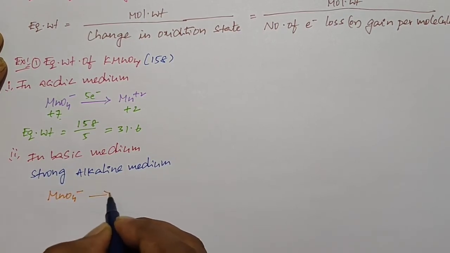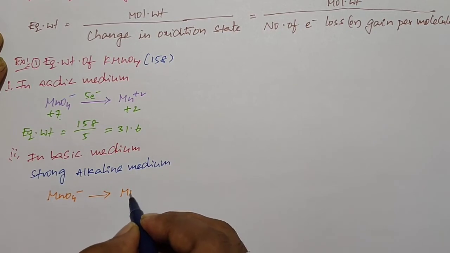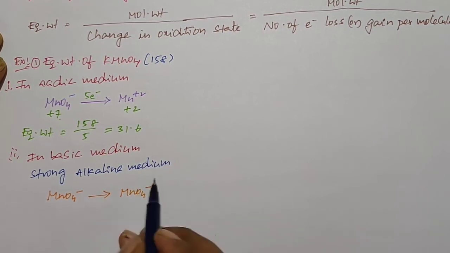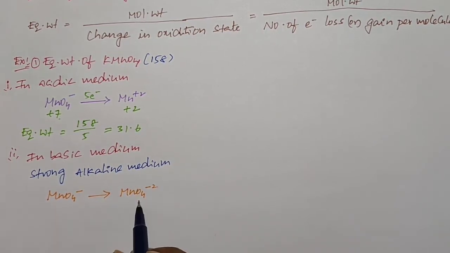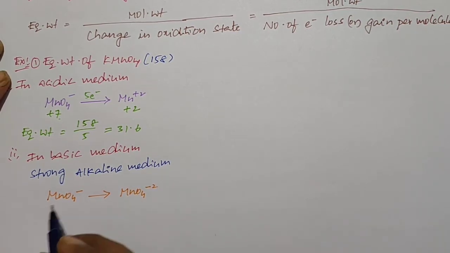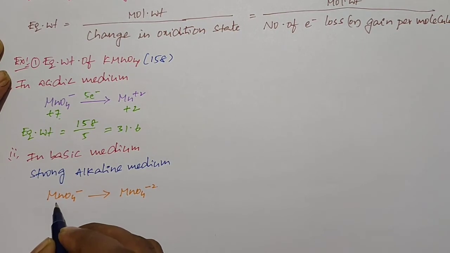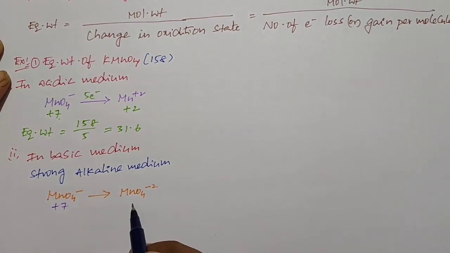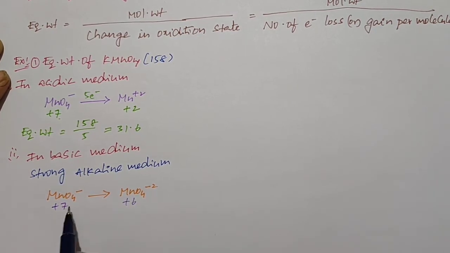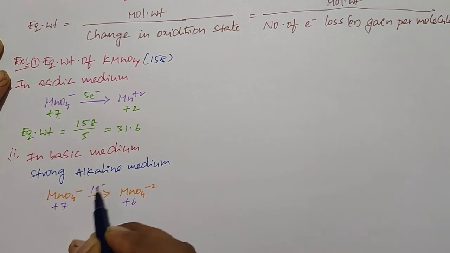MnO4 minus, which is converted into manganate ion. Potassium permanganate is converted into potassium manganate. So here the oxidation state of manganese in MnO4 minus is +7. In MnO4 2 minus, the oxidation state is +6. Here the change in oxidation state is 1, or 1 electron is gained by the reactant.